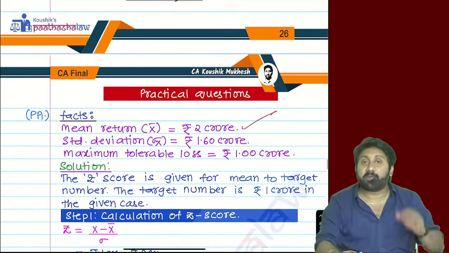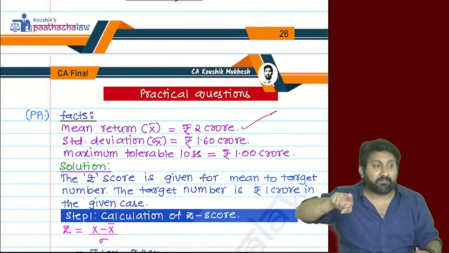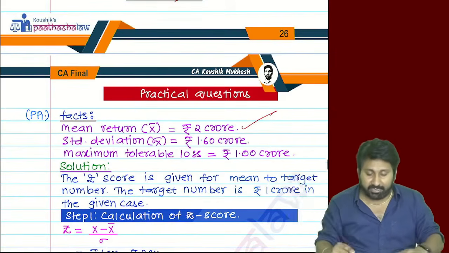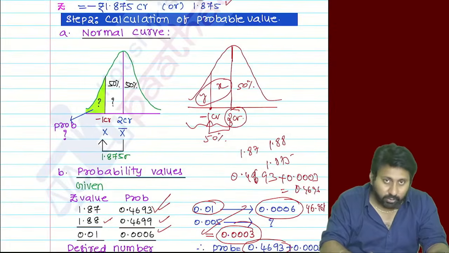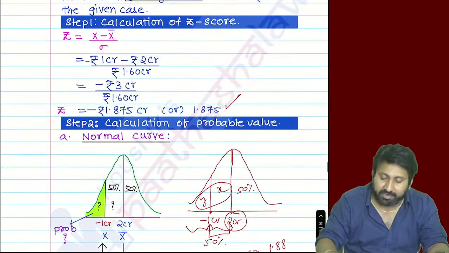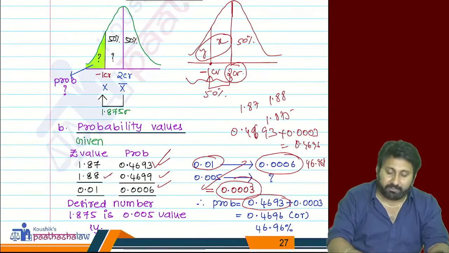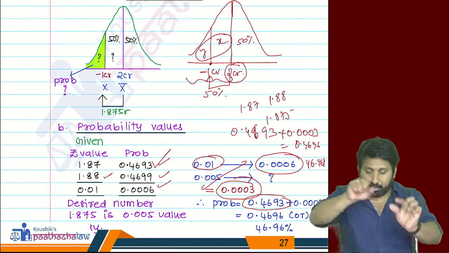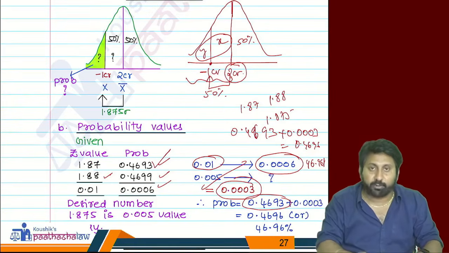Try to understand clearly. Till now, in the previous questions, they gave the probability of occurrence and we calculated the VaR value. Now they have given the VaR value, and we calculate the probability of occurrence. See how to calculate it. Mean is 2 crore, target number 1 crore. For that we already calculated the Z value as 1.875. So 1.875 is between 1.87, whose probability is 0.4693, and 1.88, whose probability is 0.4699.